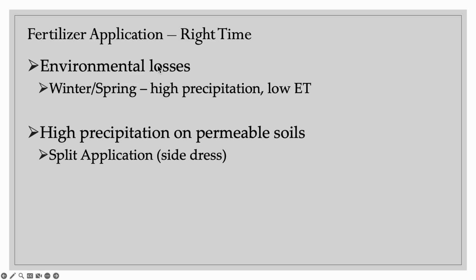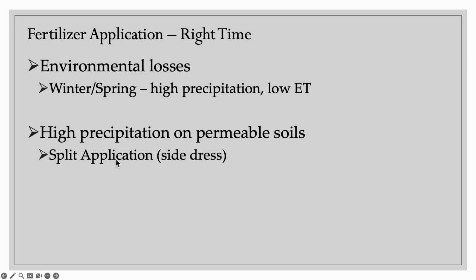We also want to make sure that we're applying that at a time where we're going to minimize environmental loss. So, in the winter and the springtime is when we get a lot of precipitation. We have a lot of water in our soils. We can either have runoff or we can have percolation losses, and that runoff or percolation loss is going to take some of those nutrients with it.